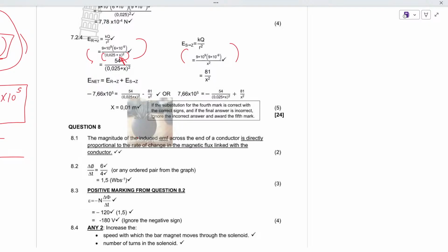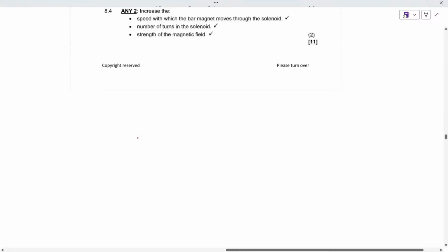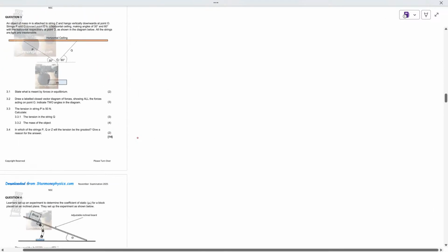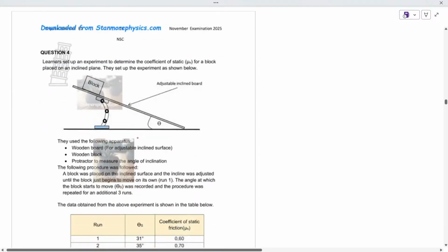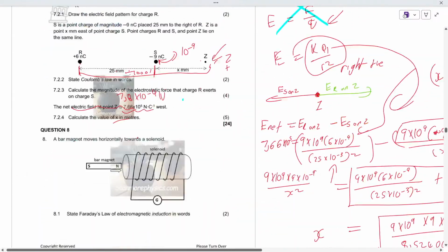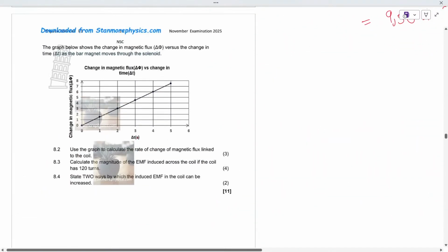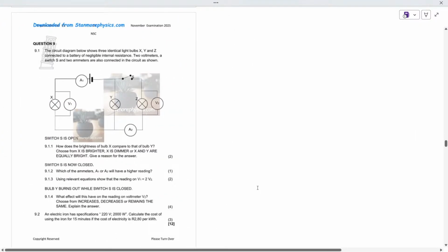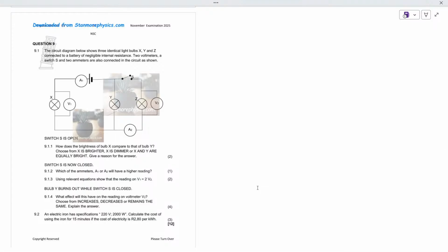Oh, electric circuits. I actually love electric circuits because I find them easy. They are pretty easy if you understand them. So here is the electric circuit. It says that the circuit diagram below shows identical light bulbs X, Y, Z.